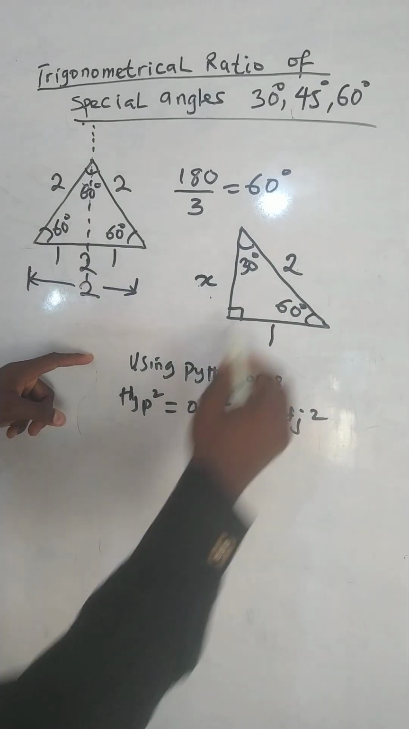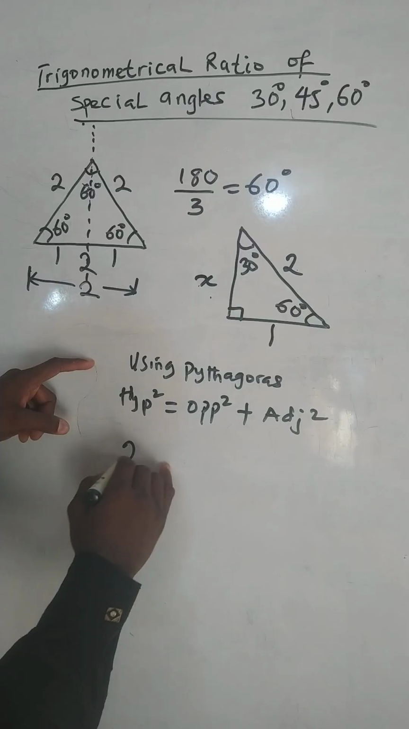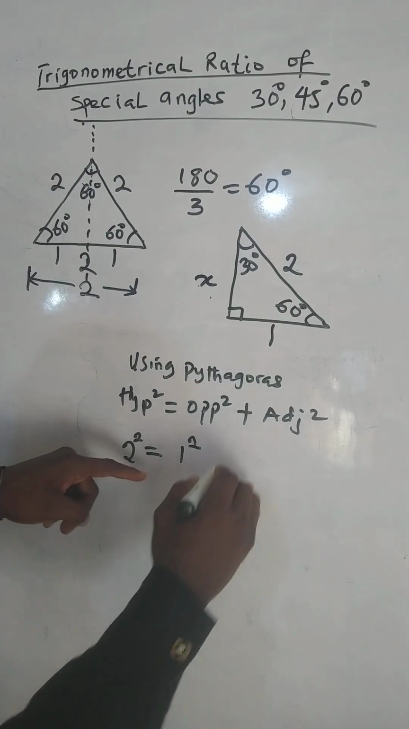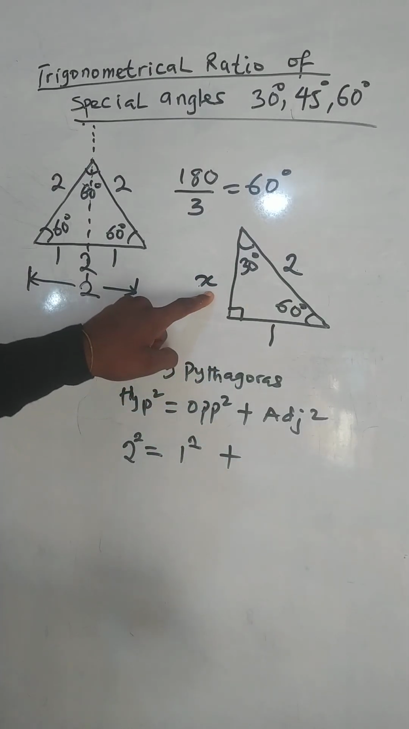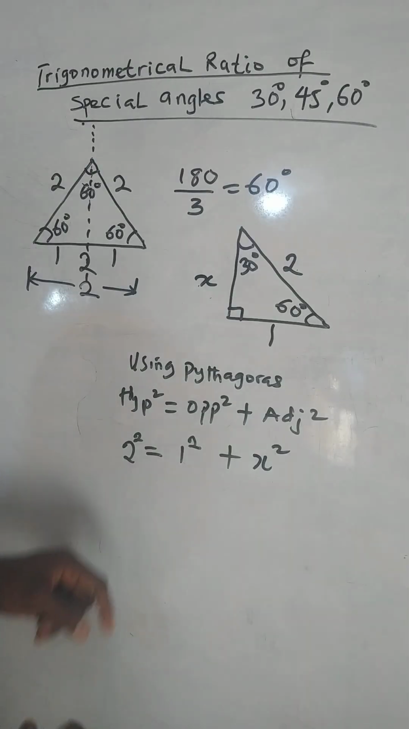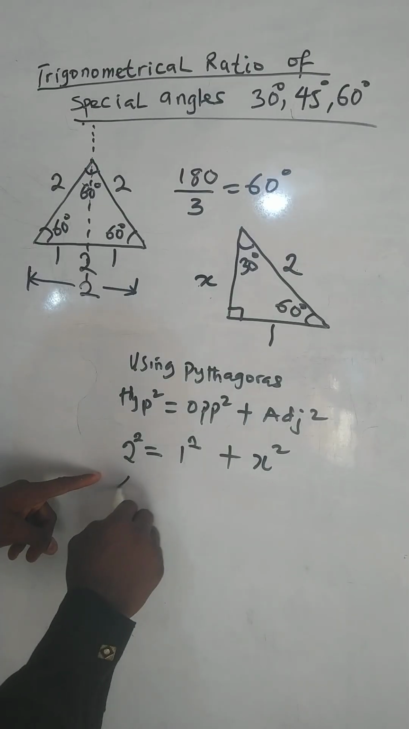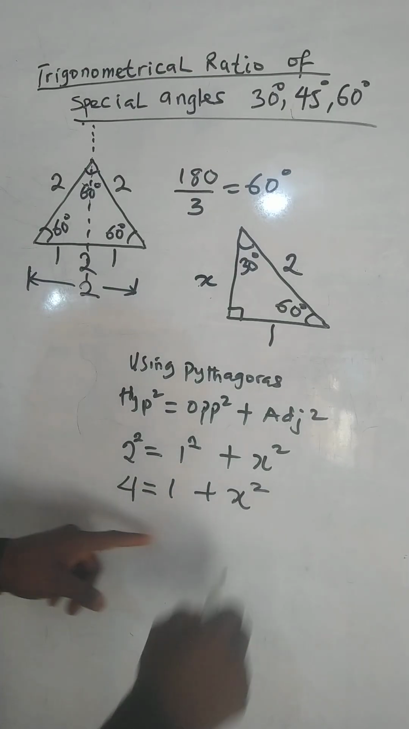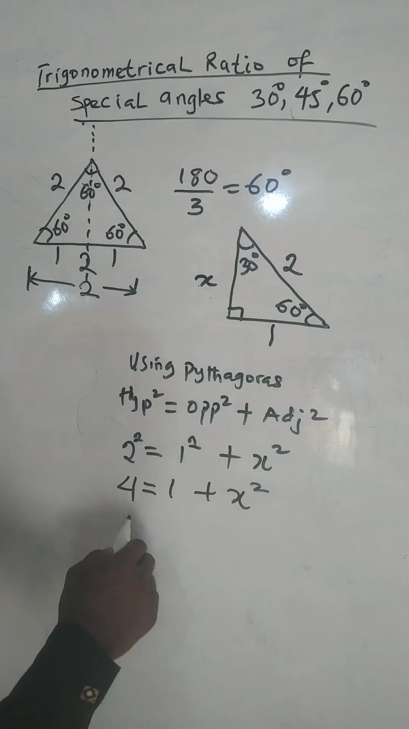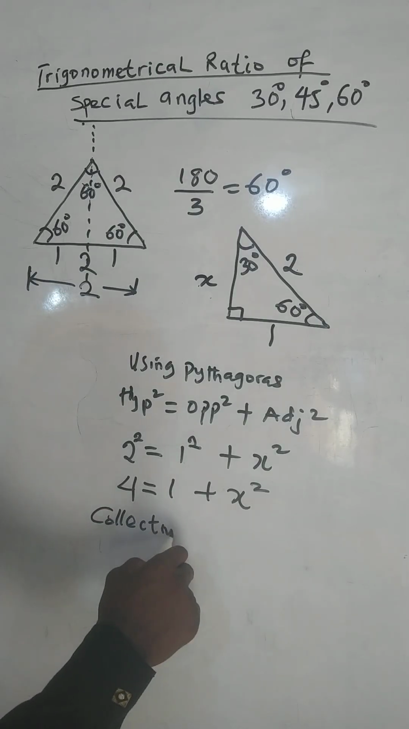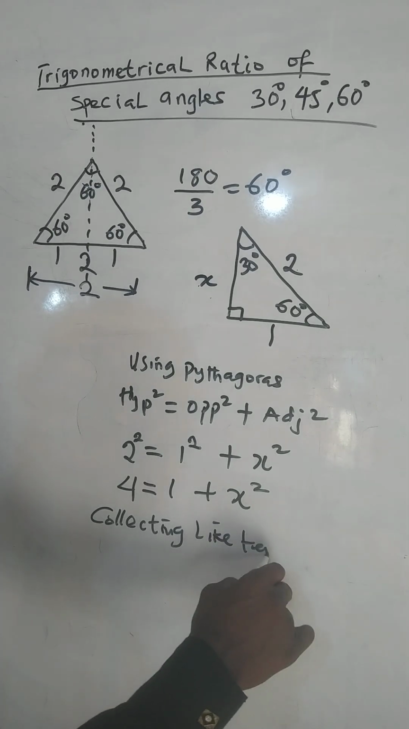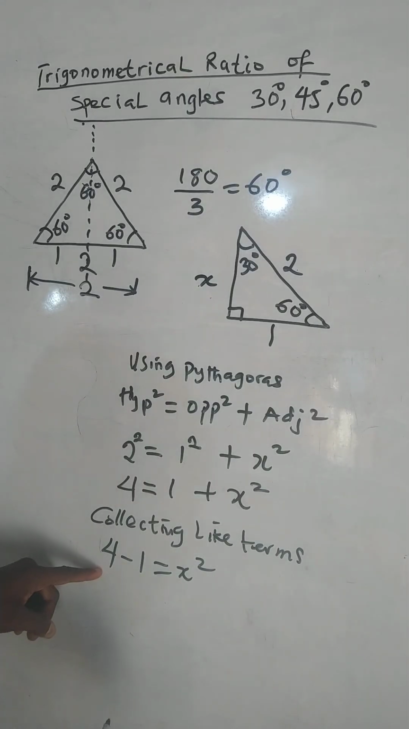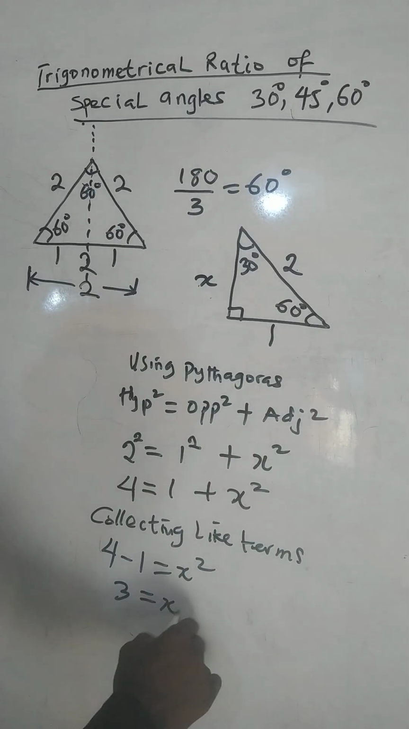So we are using 2 as hypotenuse here. We have 2 squared equals our opposite, which is 1, 1 squared, plus adjacent, which is x. We have x squared. 2 squared is 4, which equals 1 raised to power 2, which is 1, plus x raised to power 2. Then, collecting like terms, we have 4 minus 1 equals x squared. 4 minus 1 is 3. 3 equals x squared.